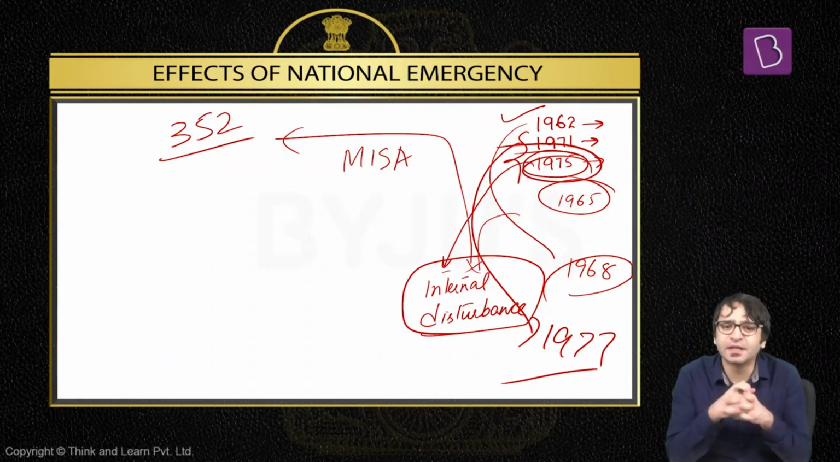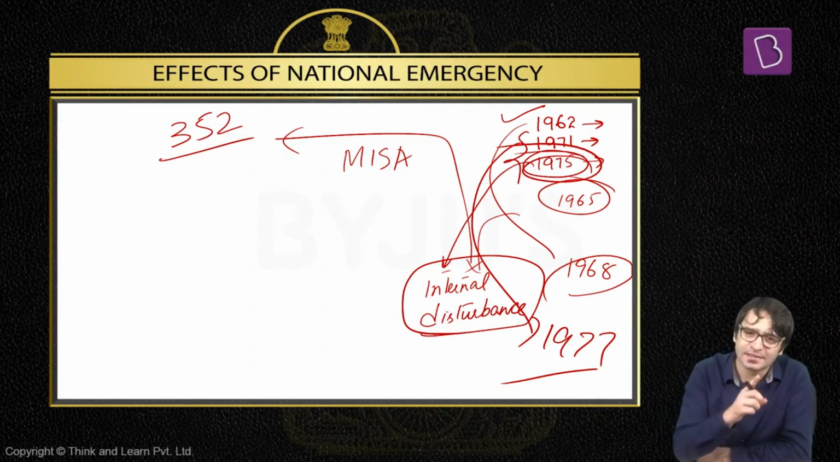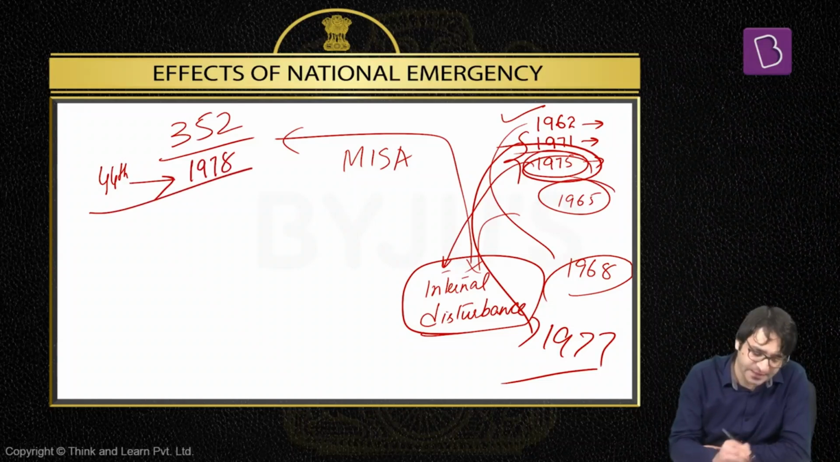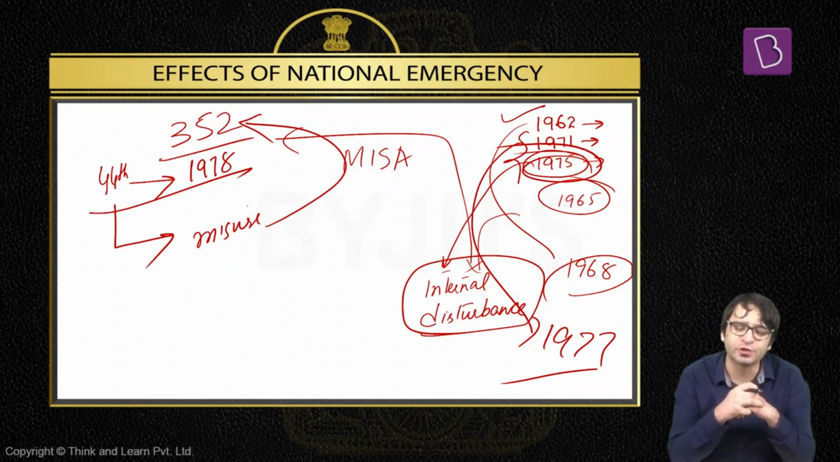But when we discussed Keshavananda Bharati judgment of 1973, I told you that it is this judgment which saved India's democracy. For your mains examination, there is one similar question that can be asked. How did 44th Amendment to the Indian Constitution in the year 1978 prevent further misuse and abuse of Article 352 of the Constitution? 1977, when emergency was revoked, elections were called.